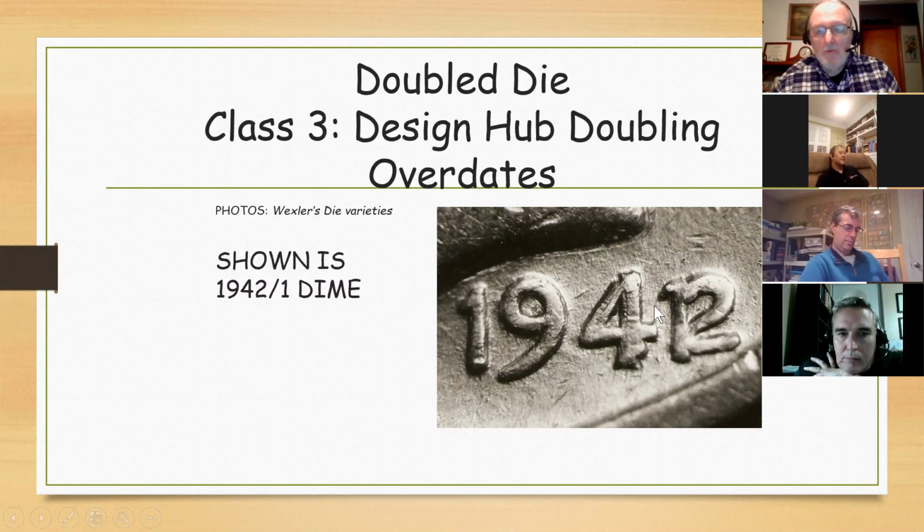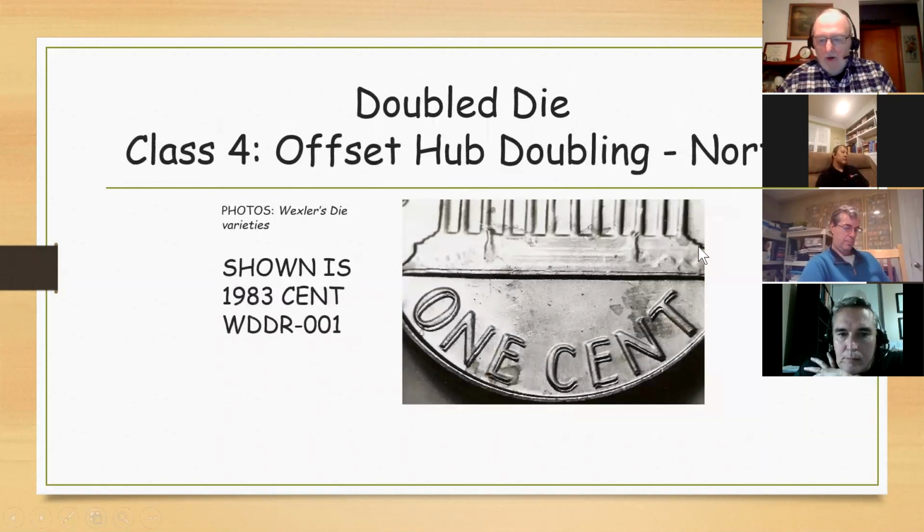I wonder how much it would cost me now compared to what it would have cost 20 or 25 years ago when I actually had one in my hand. Okay, class 4, offset hub doubling to the north.